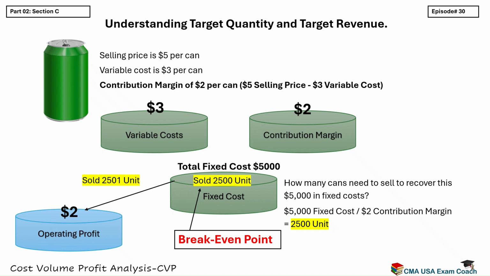Now let's take a deep dive into target quantity and target revenue, using 3 important CVP equations. These formulas help us understand how many units we need to sell or how much revenue we need to earn in order to cover our fixed costs and reach a desired level of profit. Let's start with the first one.